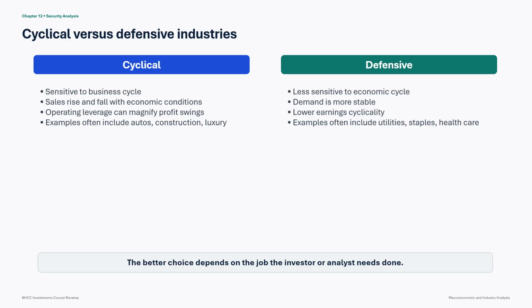The useful question is not which column is safer. It is what economic sensitivity am I buying, how much leverage amplifies it, and what price am I paying for the privilege.